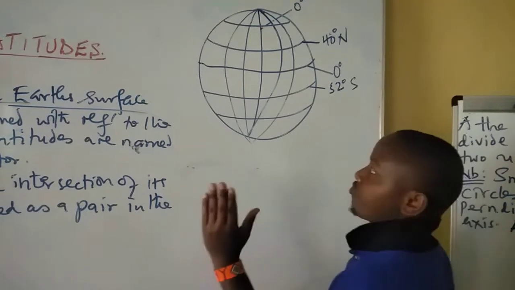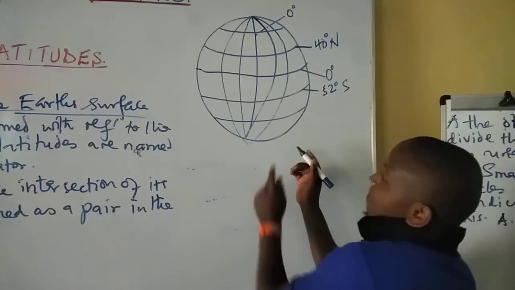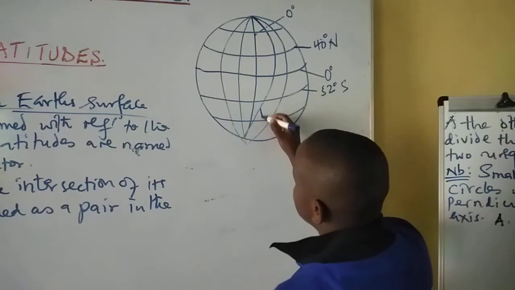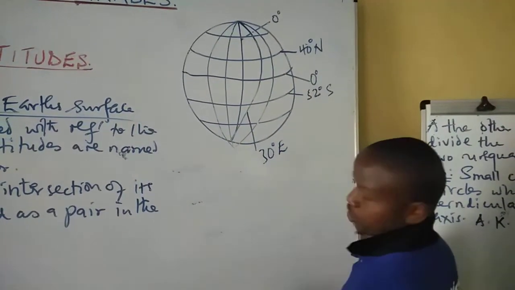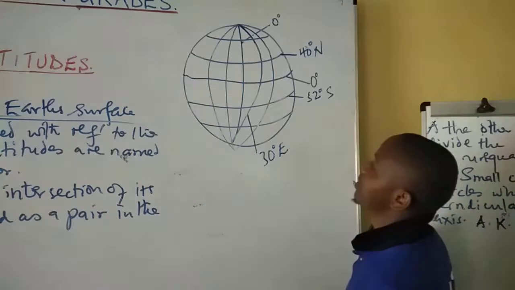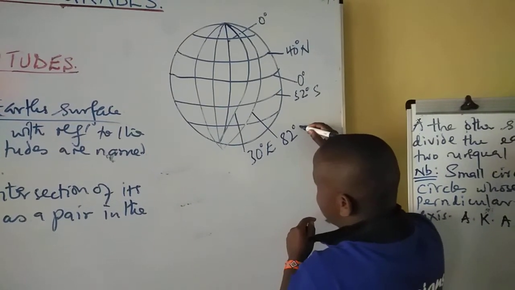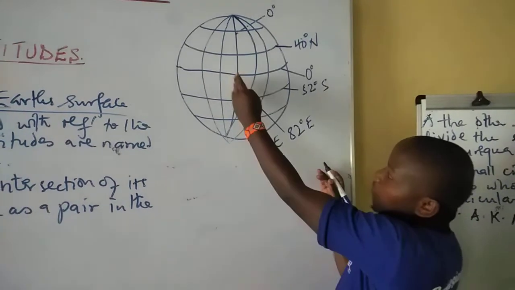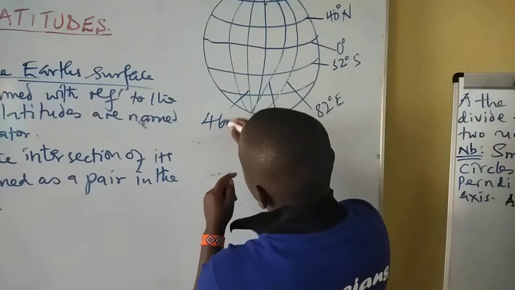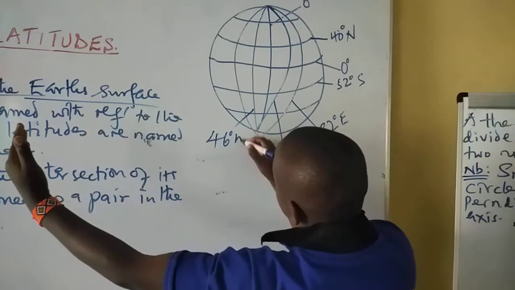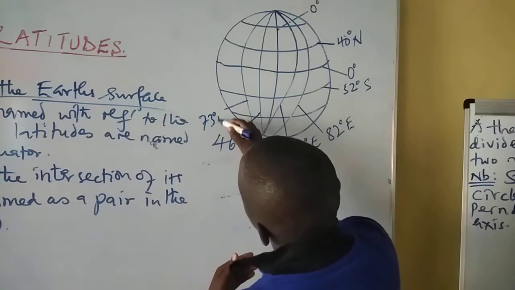Now, with reference to the prime meridian, we can say maybe this longitude here is 30 degrees, but to the east side of the prime meridian. This one here can be 82 degrees, also eastwards of the prime meridian. But when you come to the other side, you find this can be 46 degrees, but now west. This one can be 73 degrees, again west.